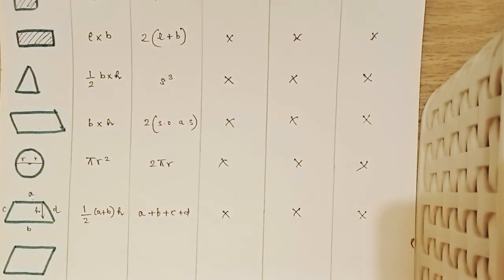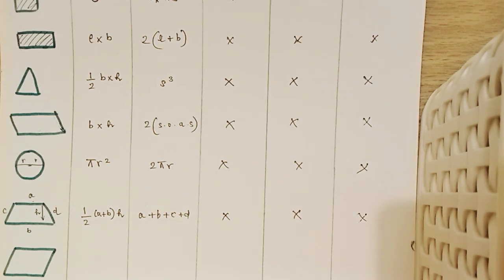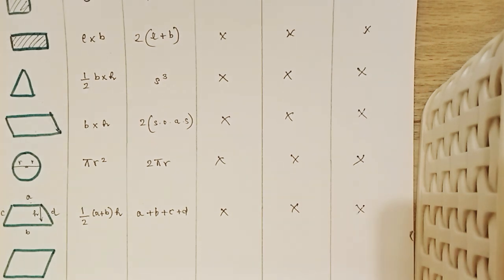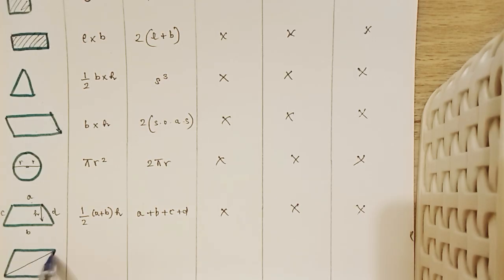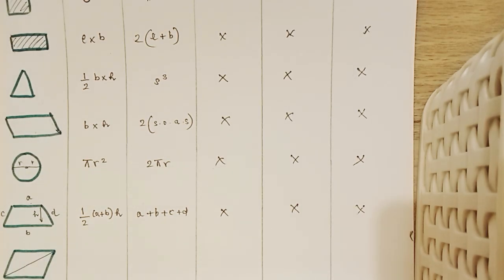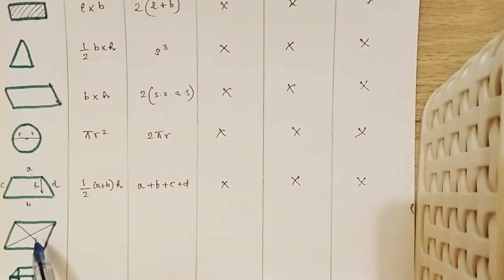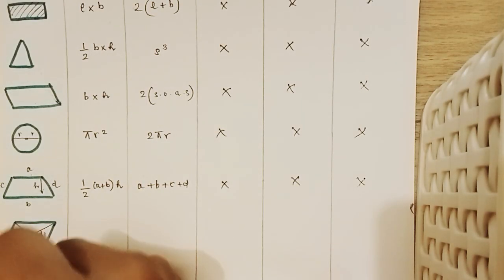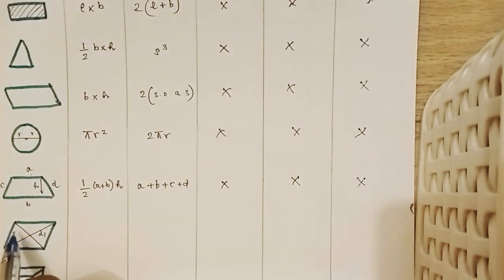Next is a rhombus. Rhombus is a special quadrilateral. And if you take a rhombus and draw a line from one point to the other point like this and another point like this all the way there, then these lines are called a diagonal. Diagonal is represented as D. So we can take this as D1 and this as D2.